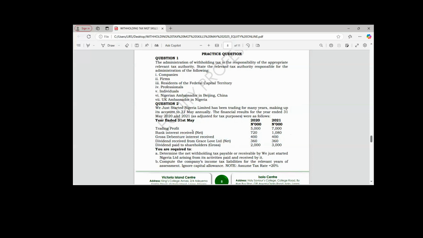Receivable. Yes, withholding tax receivable. And don't forget, dividend is an example of which type of income? Who can remind us? Dividend is an example of investment income. Yes, thank you. Franked investment income.